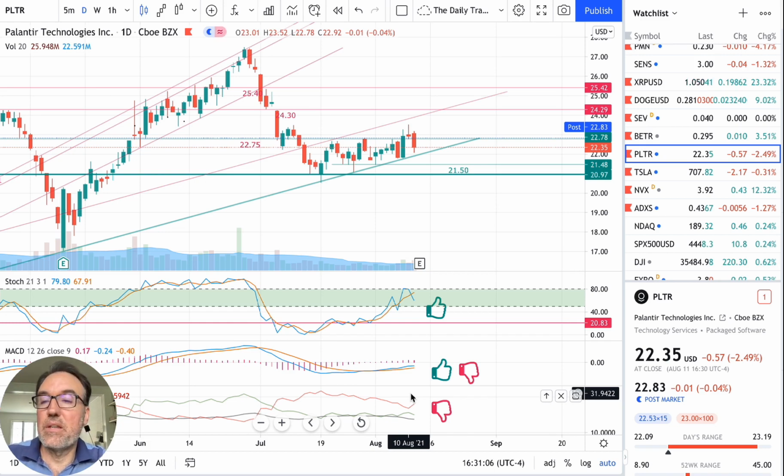This happened with Tesla not too long ago. It took 2 days for Tesla to really go up after the earnings. Maybe this is what is going to happen for Palantir. So let's just see until we have a move to make a move.